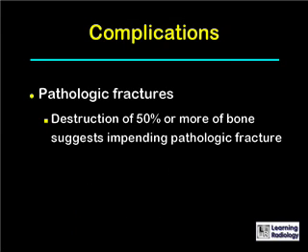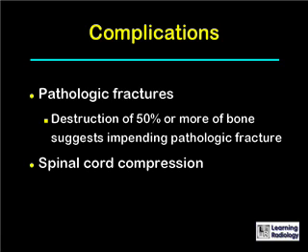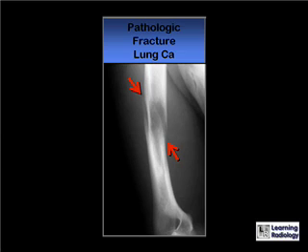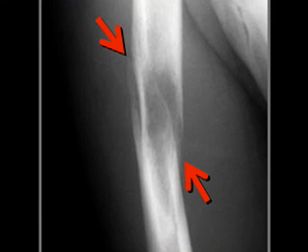Complications of metastatic disease include pathologic fractures. It is said that it takes destruction of up to 50% or more of the bone to suggest the presence of an impending pathologic fracture, but it's frequently very difficult to predict an impending fracture. There may be spinal cord compression, and treated lytic mets may become sclerotic with treatment, not a complication, but something that can produce confusion. Here's another example of a pathologic fracture in a patient with lung cancer.